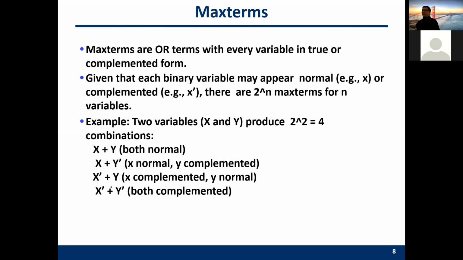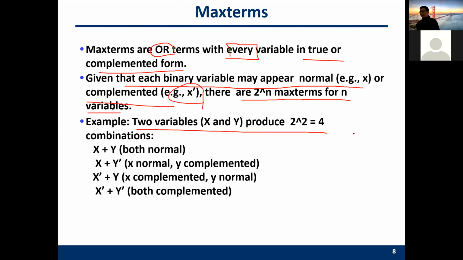So the second canonical form is the maxterm. The maxterms are OR terms. So this is different from the minterm. These also have every variable in true or complemented form. So each binary variable may appear normal or complemented. So this is the complemented. Totally, we have 2 to n maxterms. If we have two variables, this is a two variable case, we have four possible combinations. These are the four possible combinations. The difference between the minterm and the maxterm is that here we have OR, but in the minterm we have AND.